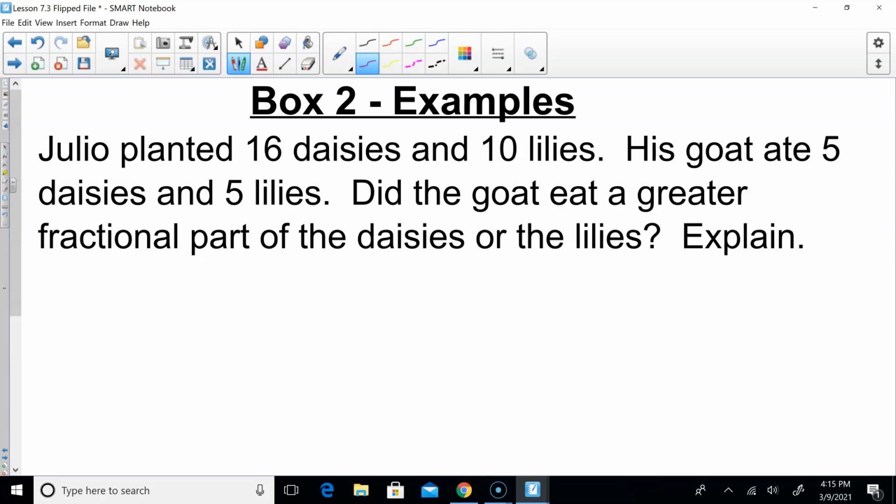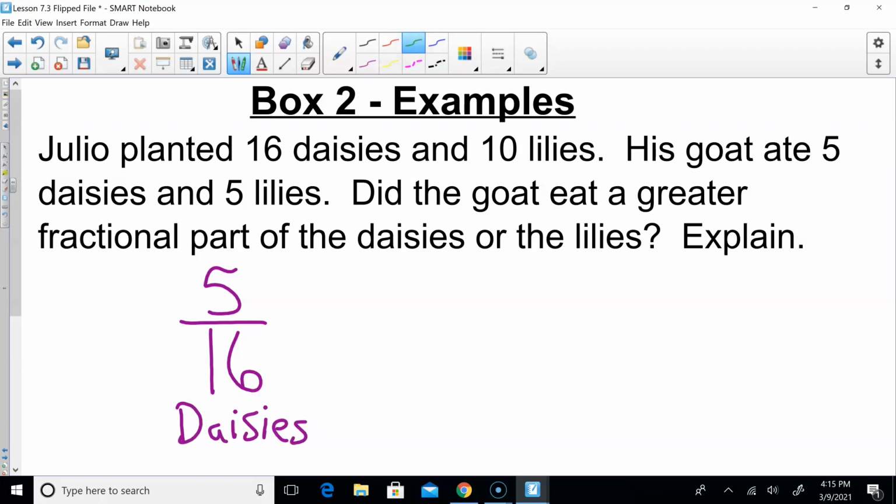But his goat ate 5 daisies. Well, there's 5. He ate 5 out of how many daisies? There were 16 daisies possible. And we always like to label things so we know exactly what we're looking at. There's daisies. And then he ate lilies, and there were 5 lilies out of 10 lilies that were possible. And we have lilies.